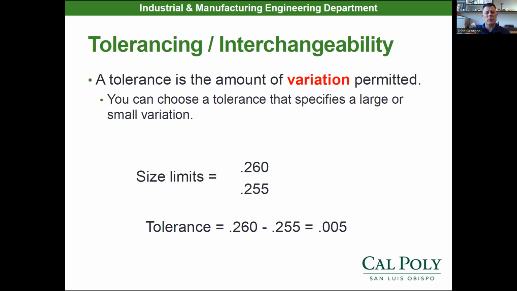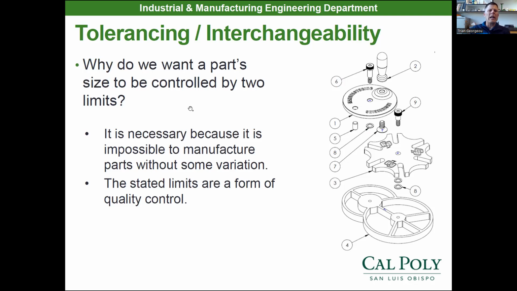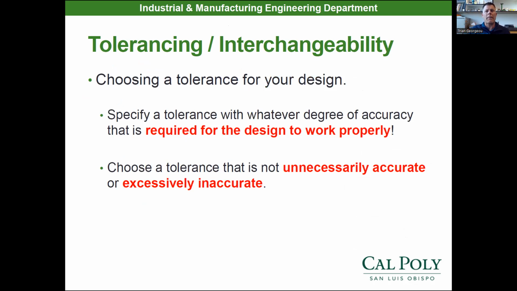Now, tolerances will vary based on the function of the part. So we want these sizes to be controlled by limits because it's impossible to manufacture parts without some variation. You've learned that. And we have to be able to control those sizes so we can put things together and have it work properly. So in order for the design to work properly, we have to choose a tolerance for it. Now, we don't want to choose a tolerance that's unnecessarily accurate because it's going to be very expensive to manufacture. The tighter the tolerance, the more expensive it is to make.